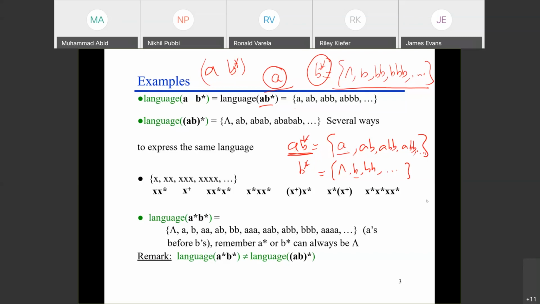Do you understand this? Anyone has any confusion? So Jacob, did I answer your question about why we should not have lambda in this language? Jacob, do you understand this now? I do. Okay, that's great.